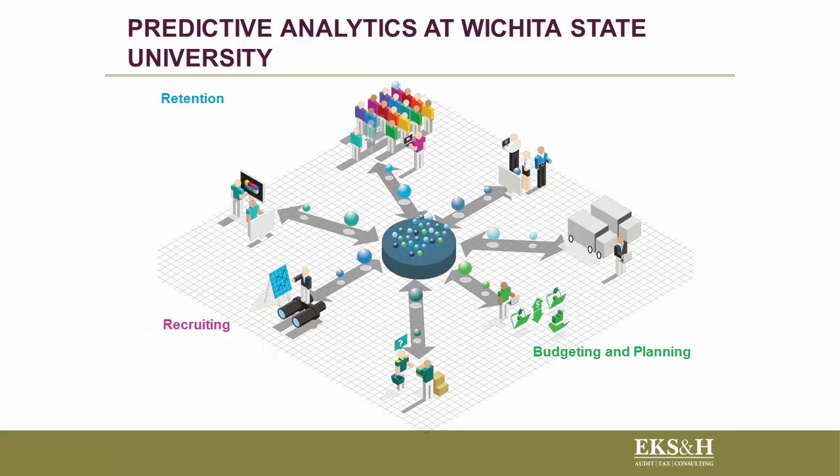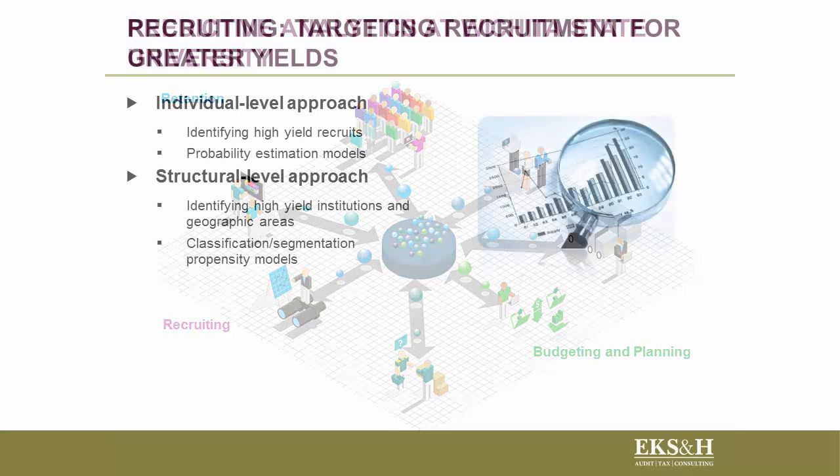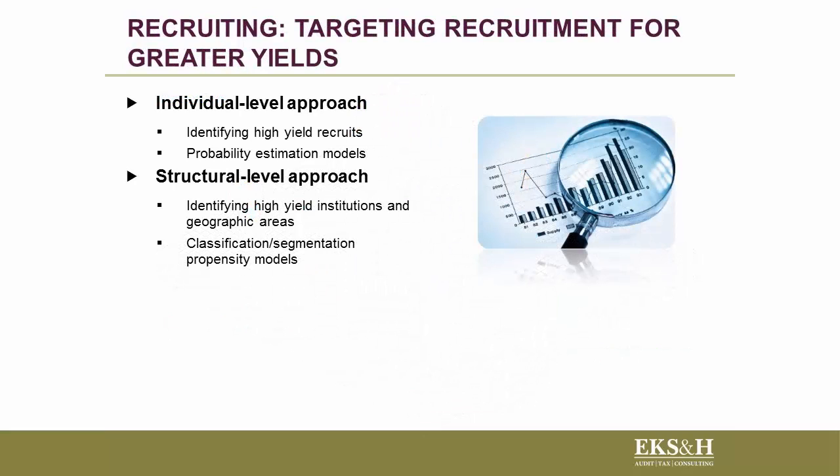In terms of recruitment, in order to effectively recruit, we need to identify both individuals as well as entities. Things such as institutions, geographic areas, all in terms of their application yields. That means we'll need to have both individual and structural level approaches. While the modeling process involves different underlying algorithms and techniques, both ultimately will produce scores, which we then can use to be able to target recruitment in order to increase yield and lower our costs, thus increasing our return on investment.